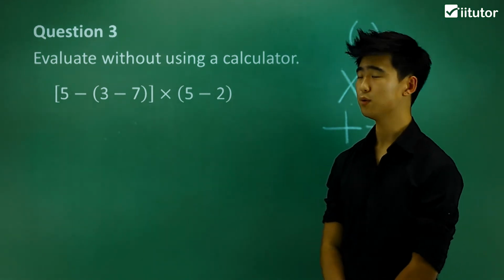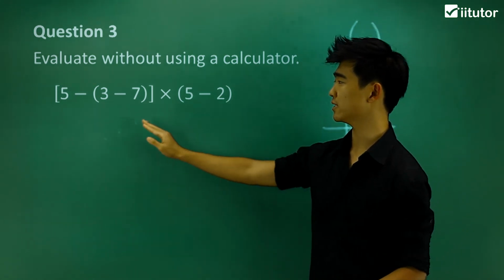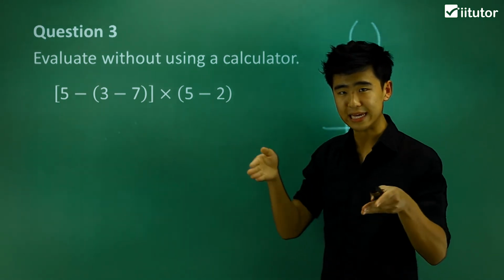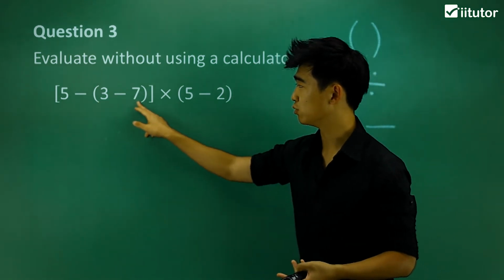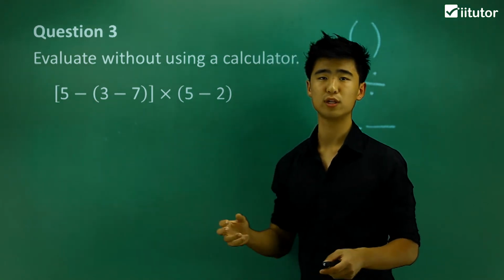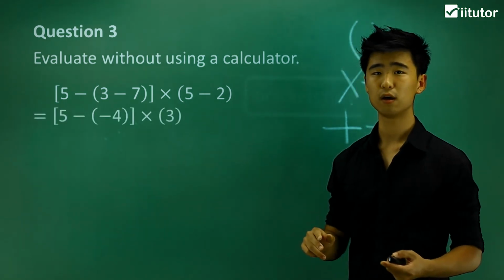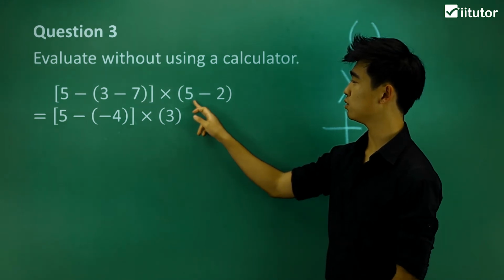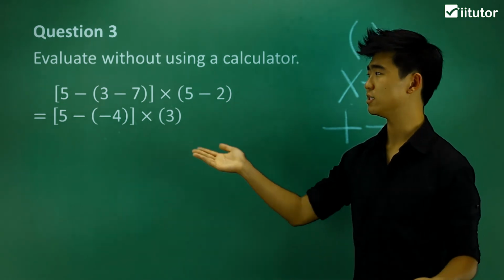Question number 3, again, evaluate with no calculator. We've got many brackets this time. Well, we know bracket comes first, and also we know the innermost bracket comes first, even before any other bracket. So for example, like this one, this bracket is within the square brackets. So let's try and do those first. Brackets first, we have many brackets. I want you to go: 3 minus 7 will give me negative 4. And this bracket as well, 5 minus 2 is simply just 3. What do we do after that? Well, we still have brackets.